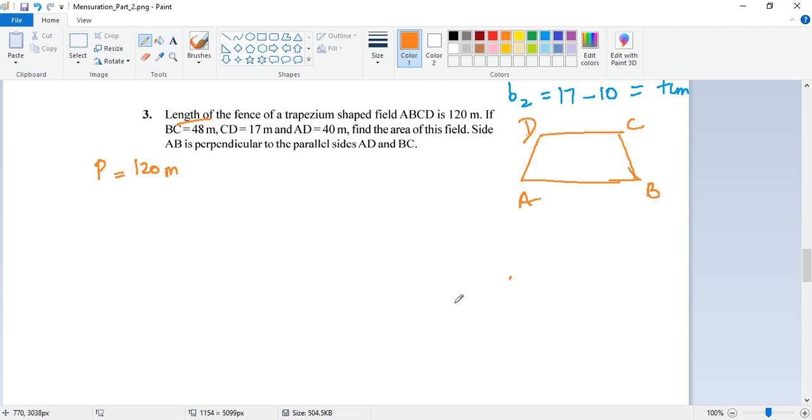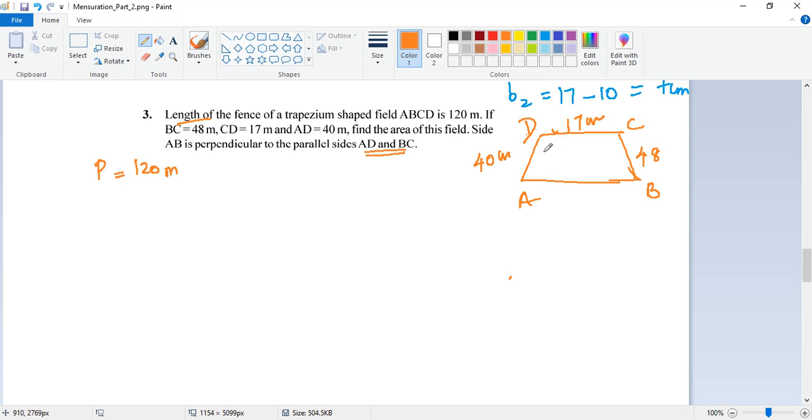Okay. Now here they say that AB, if BC is equal to 48 centimeter, CD is 17 centimeter, AD is 40 centimeter, and find the area of the field. So we need to find the area of this field. Okay. And side AB is perpendicular to the parallel sides AD and BC. So they are telling you AD and BC are the parallel sides.